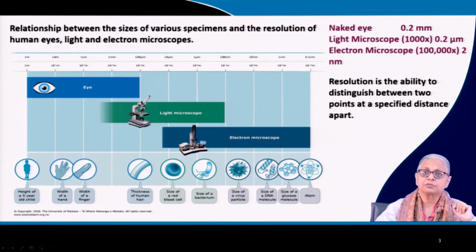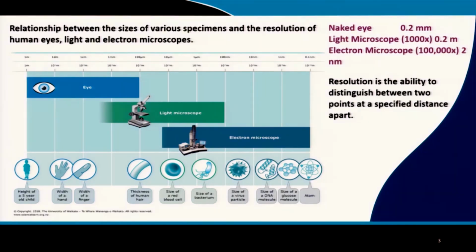The size of a red blood cell, you can see it under an optical microscope. You may have done this in any lab, or even within your school lab. That's about 10 microns. And then we have the size of a bacterial cell. On average, the size of a bacterial cell is 1 micrometer. That's a gross approximation, but it's a reasonable approximation.